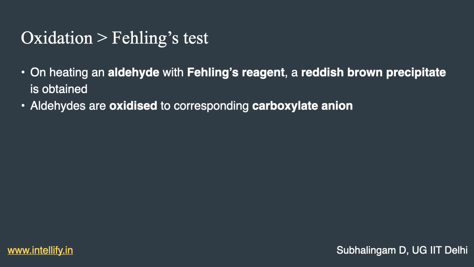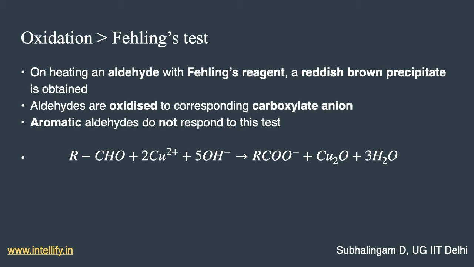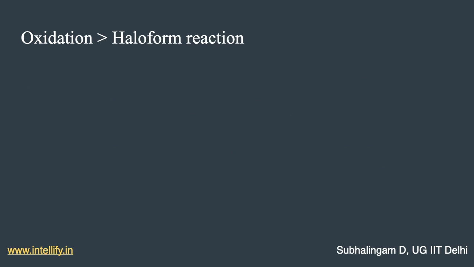Aldehydes are oxidized to the corresponding carboxylate anion. Aromatic aldehydes do not respond to this test. So if you need to differentiate between aliphatic and aromatic aldehydes, you can do Fehling's test. So this is an example, RCHO with 2Cu2+, that is coming from the Fehling's reagent, and 5OH minus gives RCOO minus, that's the carboxylate ion, Cu2O, that is responsible for the reddish brown precipitate, along with 3 moles of water. Next, we will see the haloform reaction.